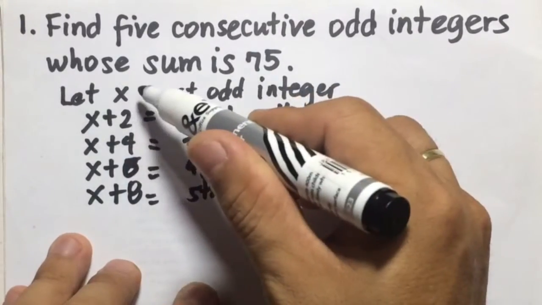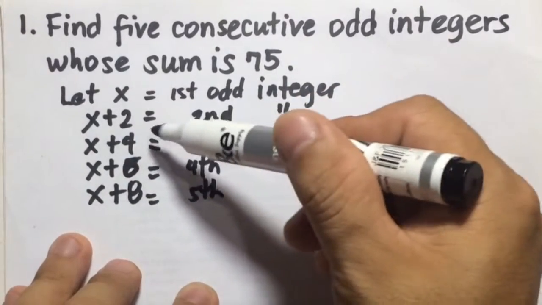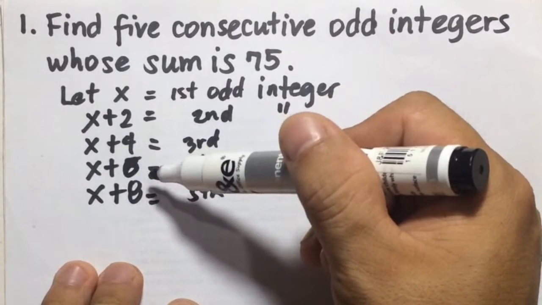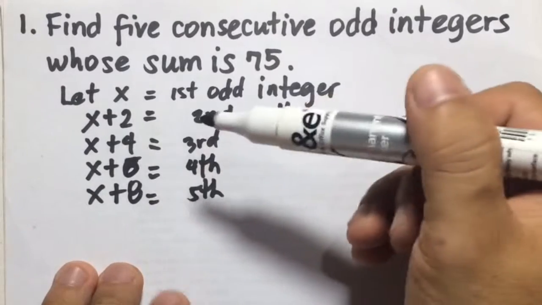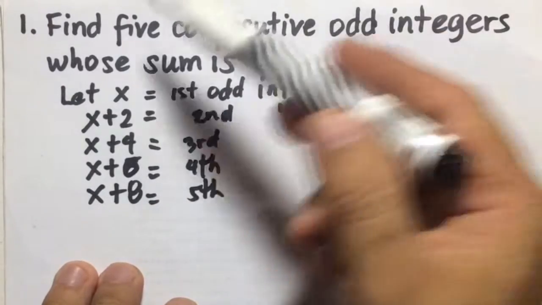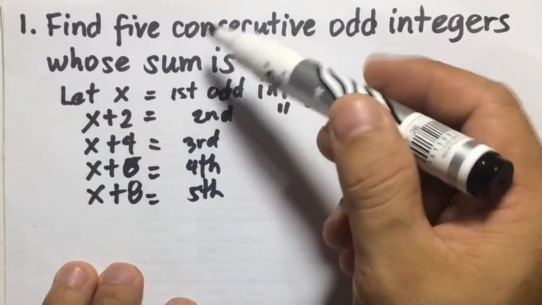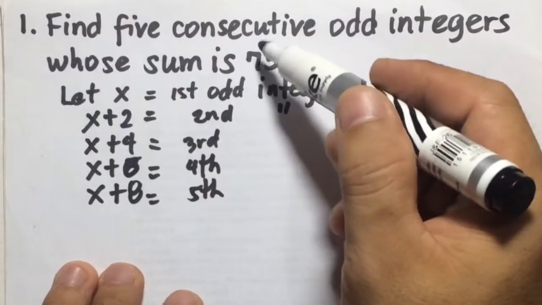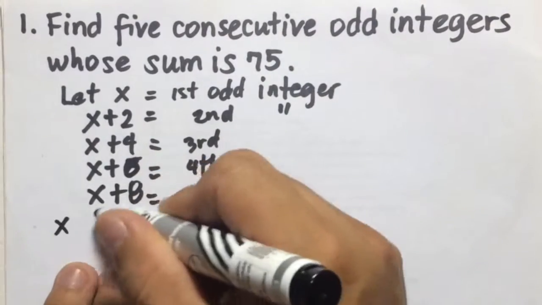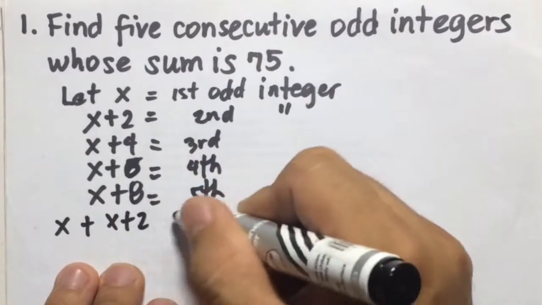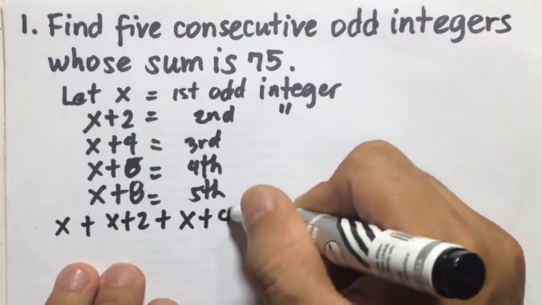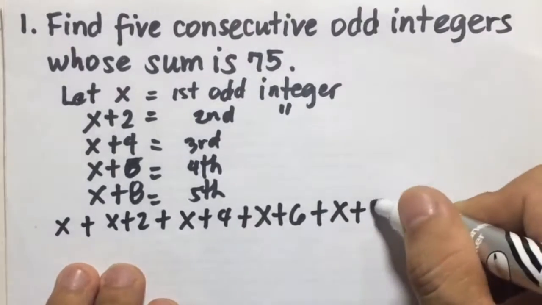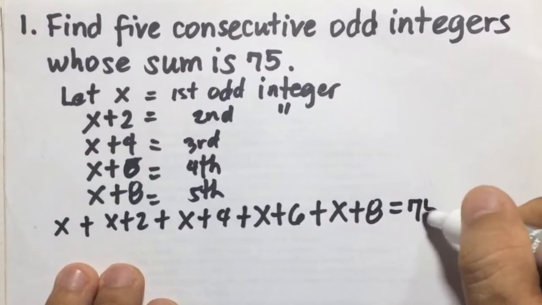So again, the first integer is x, the second is x plus 2, the third odd integer is x plus 4, the fourth is x plus 6, and the fifth is x plus 8. Now, for the problem, find 5 consecutive odd integers whose sum is 75, we add these 5 and the total is 75. So x plus x plus 2 plus x plus 4 plus x plus 6 plus x plus 8 equals 75.